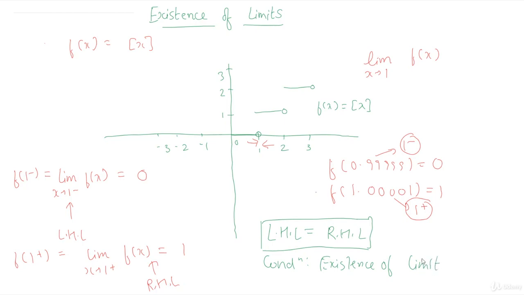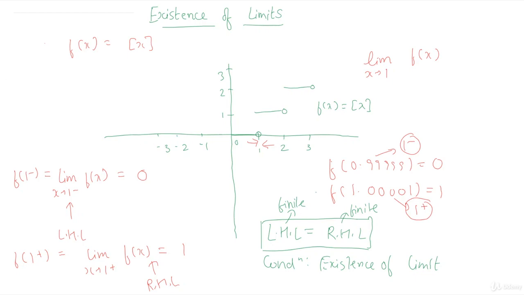The limit will exist only if these two limits are equal, and both of these should also be a finite quantity. And it is irrespective of whether the value of that function exists at that point or not. So this is the basic condition for the existence of a limit.